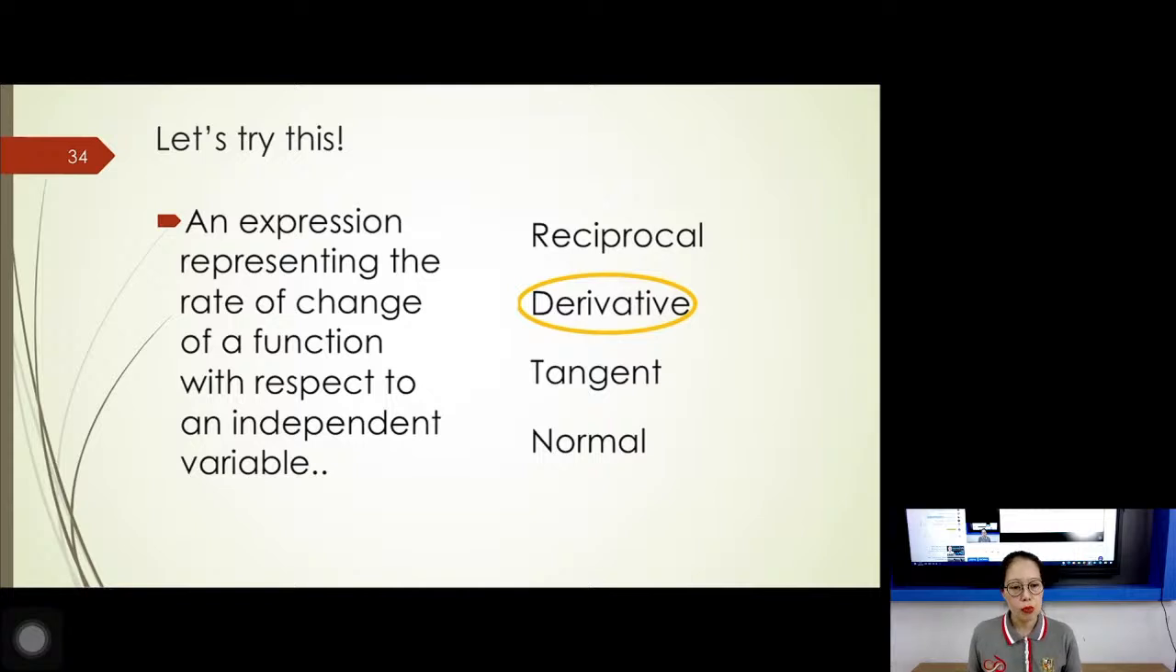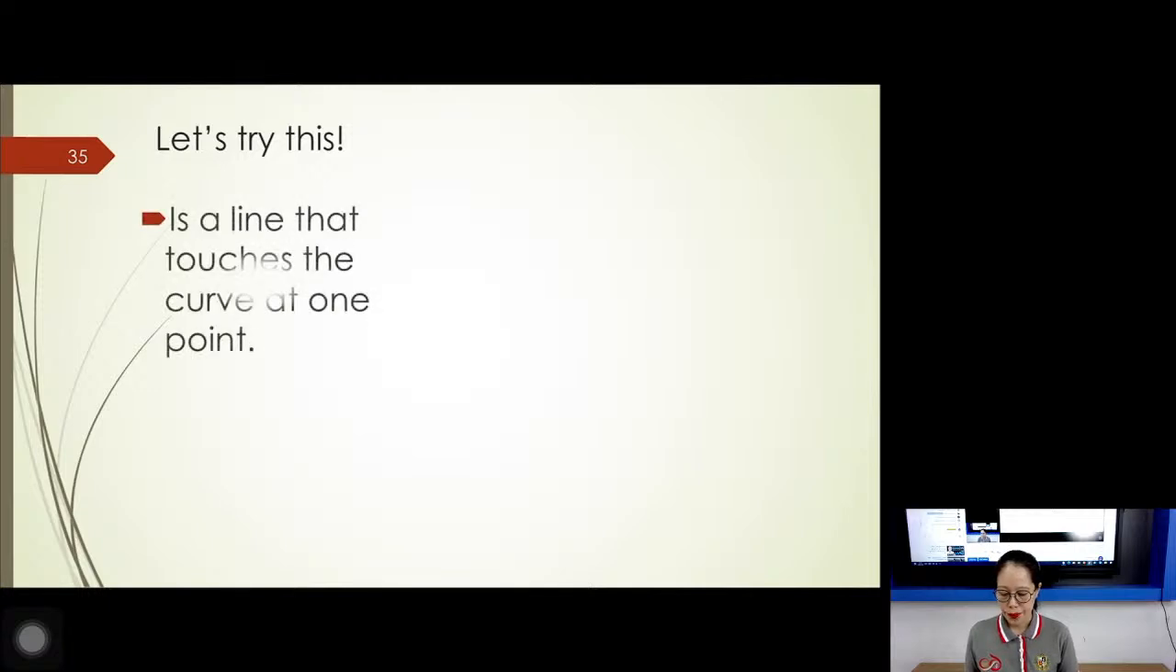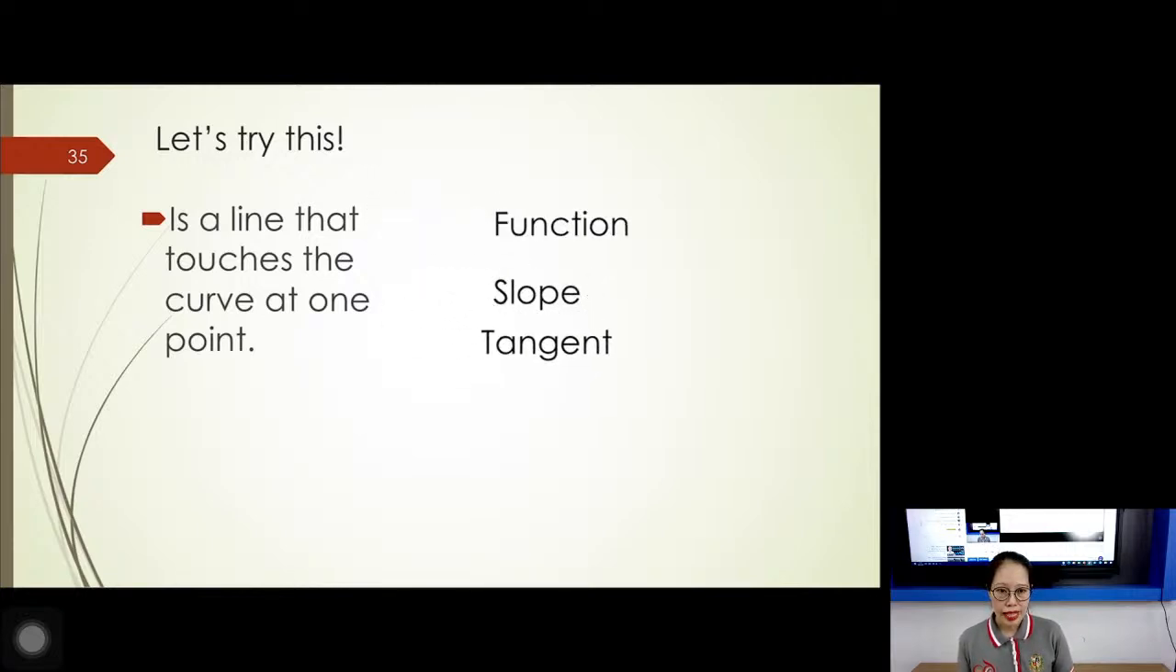All right, let's now move on to our next vocabulary. What about this one? It is a line that touches the curve at one point. Can you guess? Do you know the word being defined here? If you don't have an idea, then here are your choices. Is it slope, function, tangent, or normal?